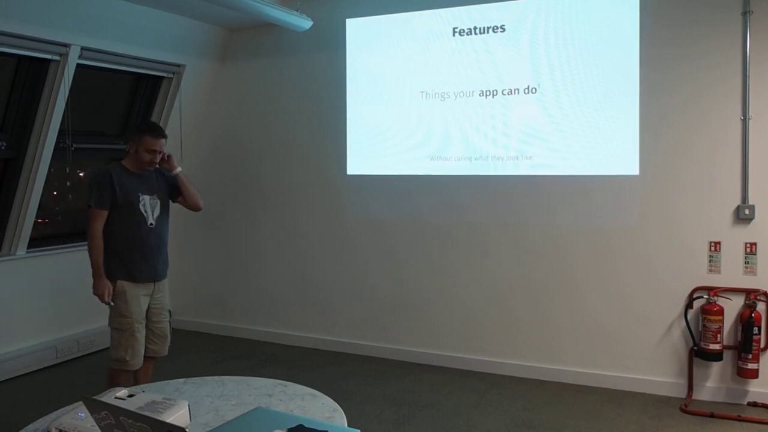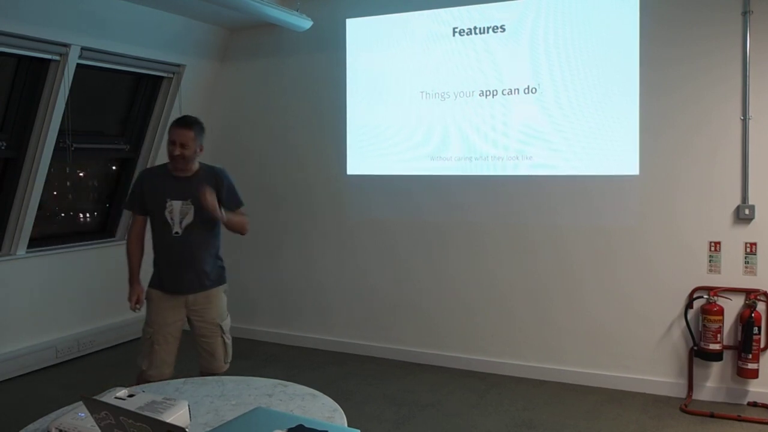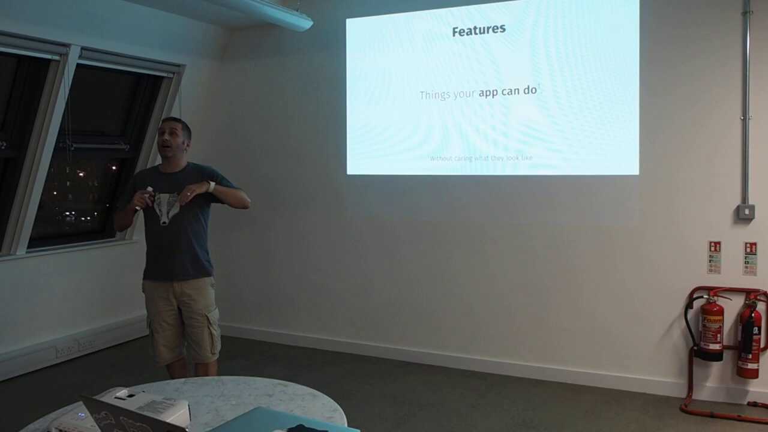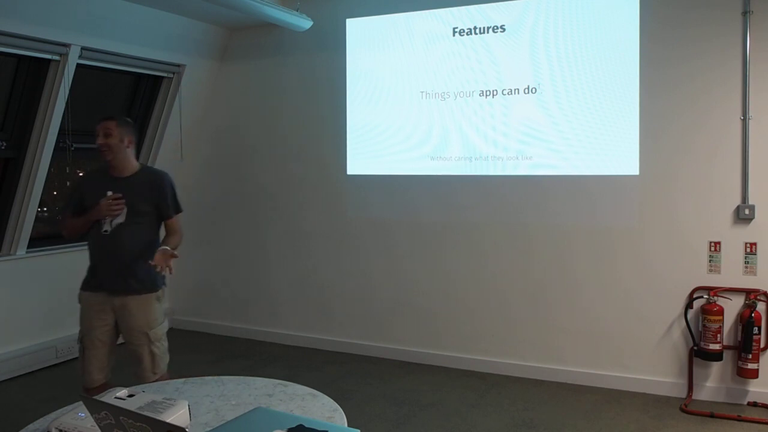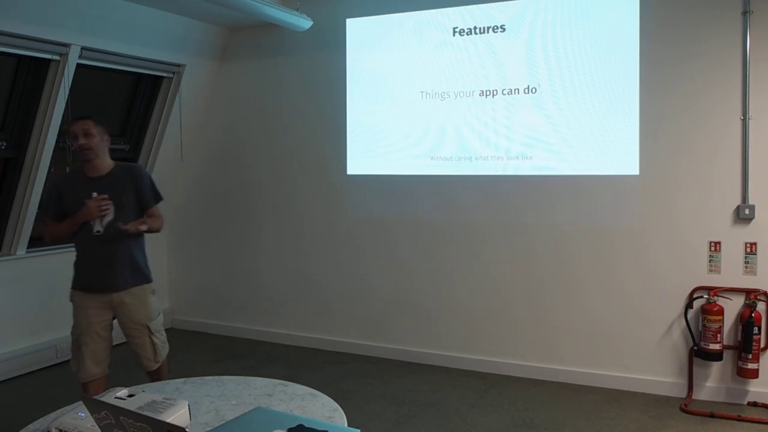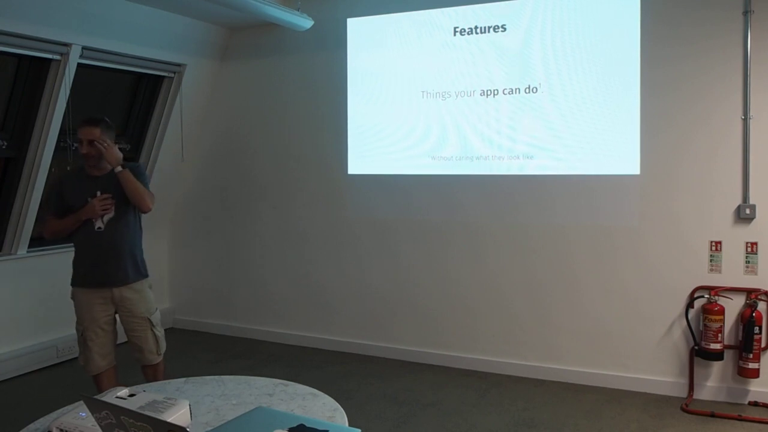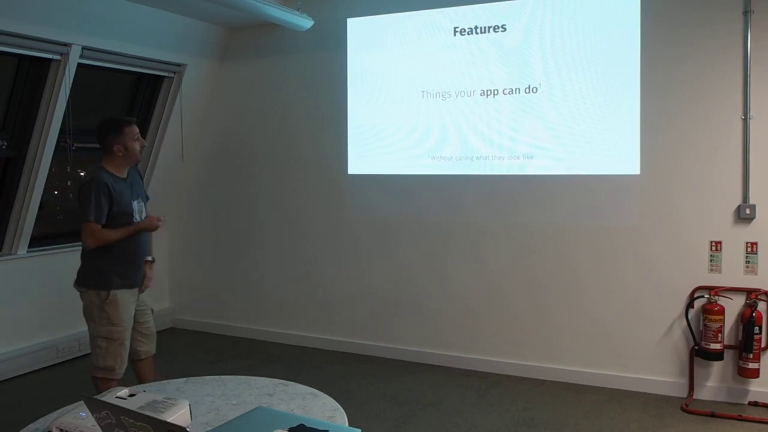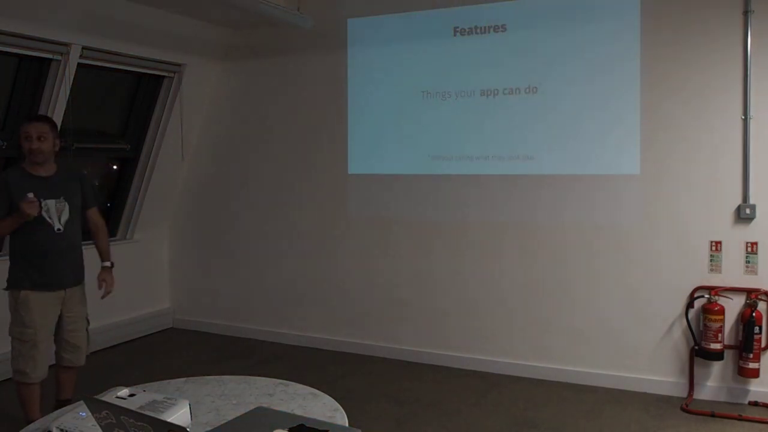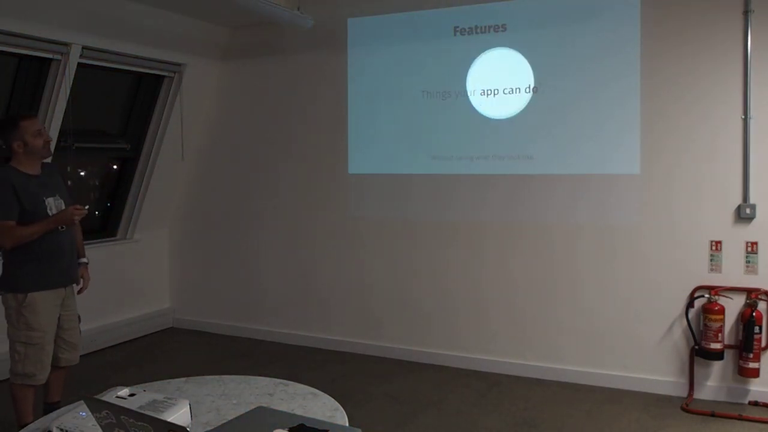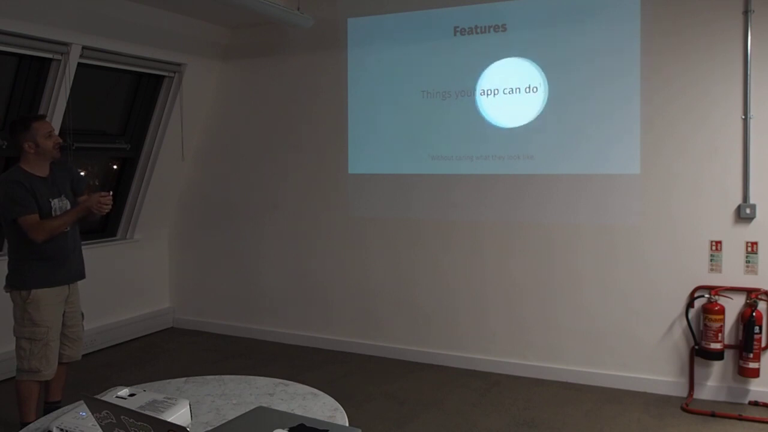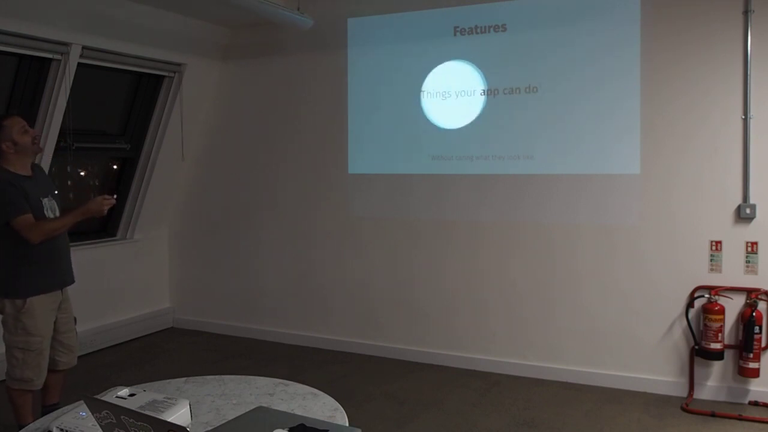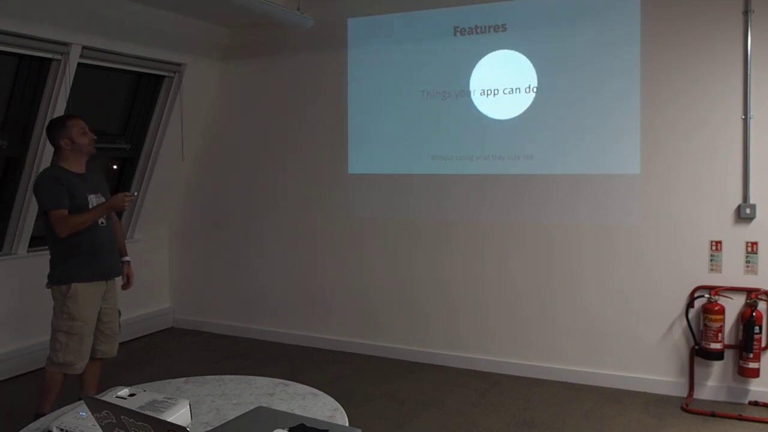So, what do I mean when I say features? I've been thinking about this and how to explain it to people for at least 6 months now. Because to me, it's quite obvious. Of course, conveying it to other people is tricky. And I think this is the best that I can come up with, which is, this is fancy, but it's a bit like moving a drunk person around. It's a bit strange. So yeah, things your app can do.